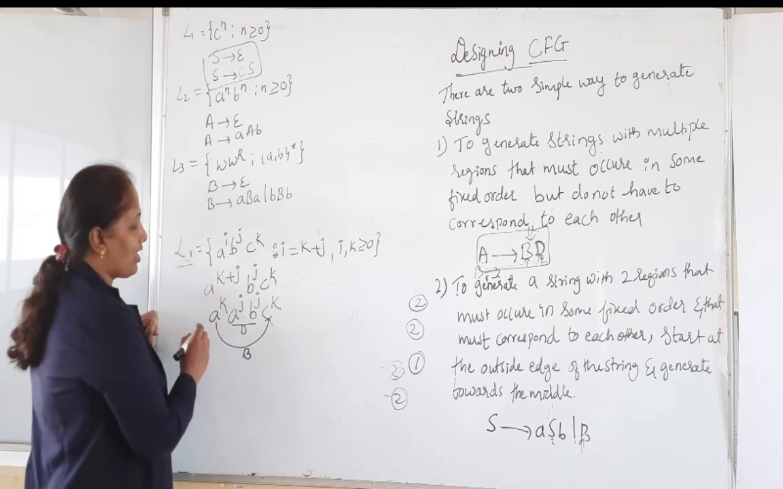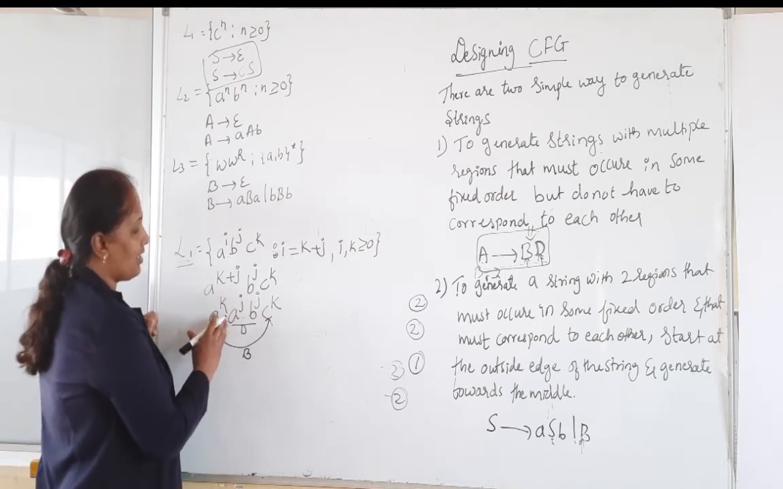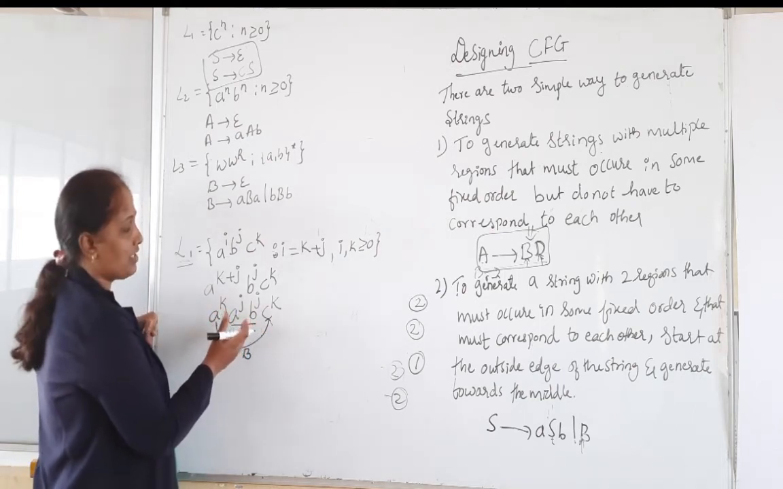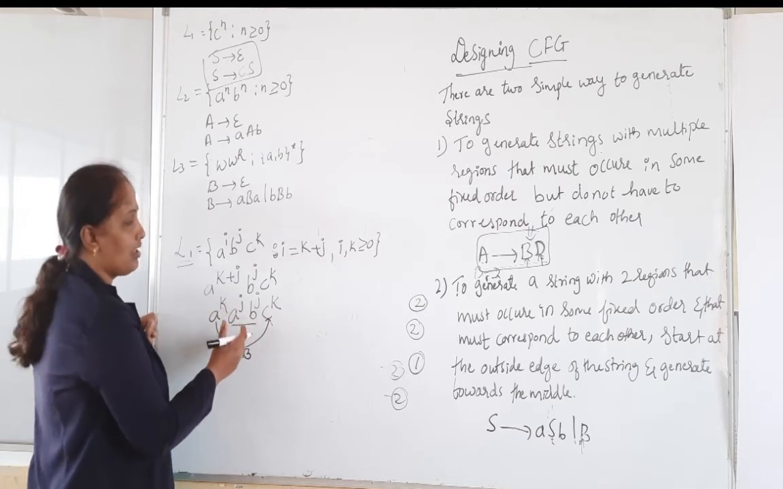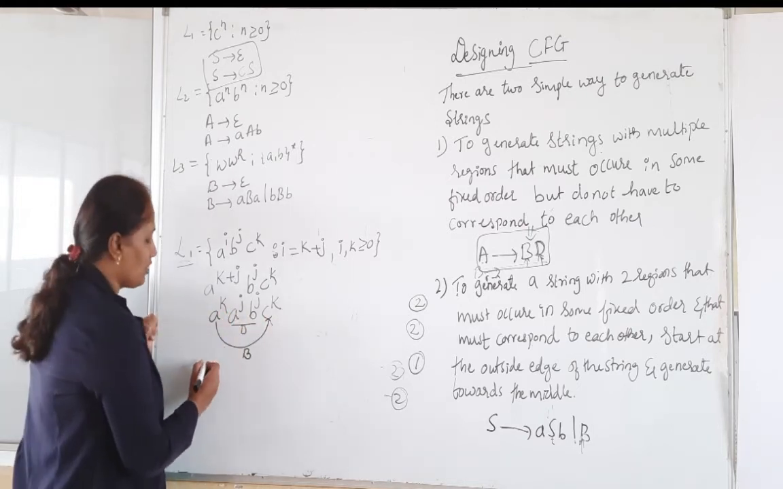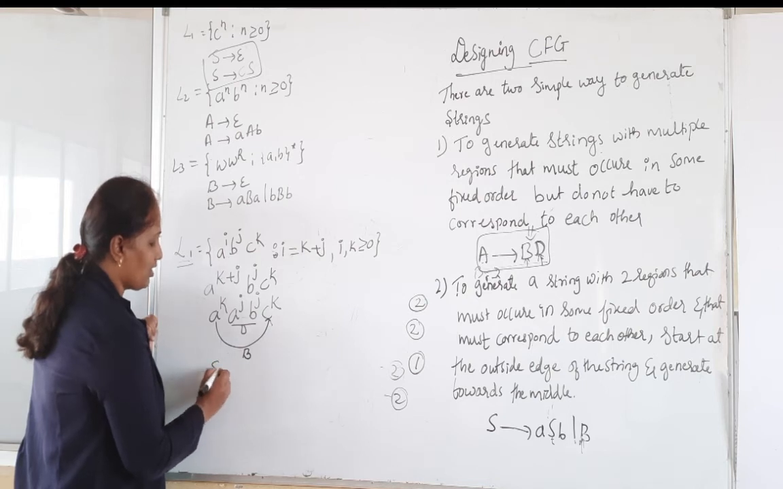Okay. So what are the valid strings? Valid strings are A, B, C is a minimum string that you are going to accept. Epsilon is there. So write down the valid strings first. After writing the valid strings, I will write this rule here.